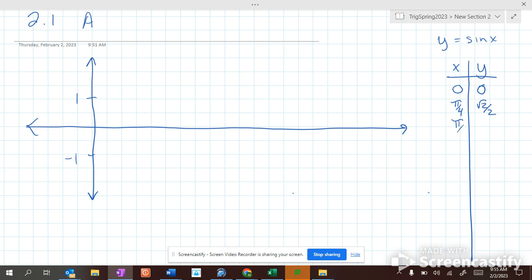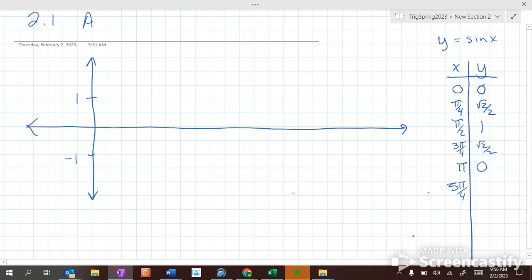What about pi over 2 radians? 1. What about 3 pi over 4 radians? Square root of 2 over 2. You're right. What about pi radians? 0. What about 5 pi over 4 radians? There we go. 5 pi over 4 radians is negative square root of 2 over 2.